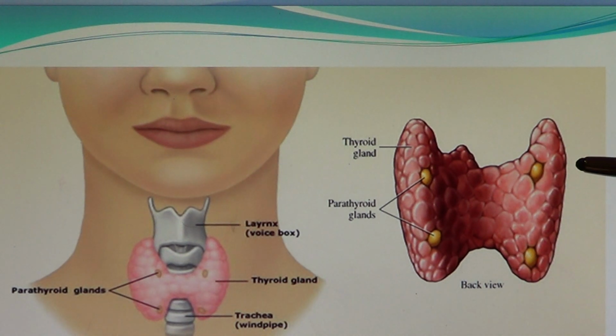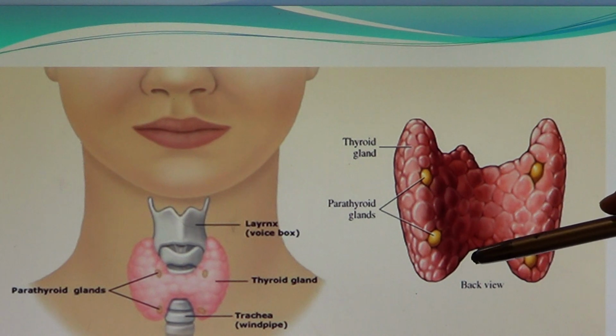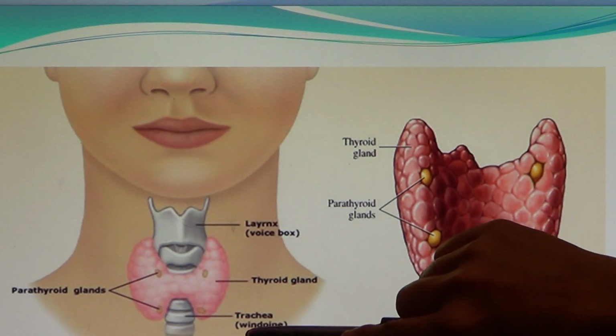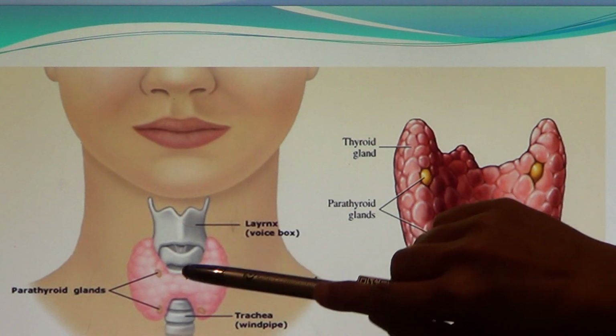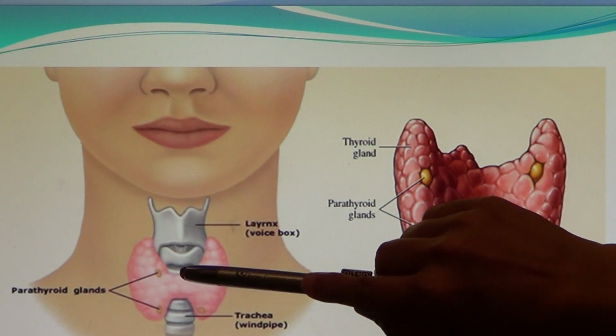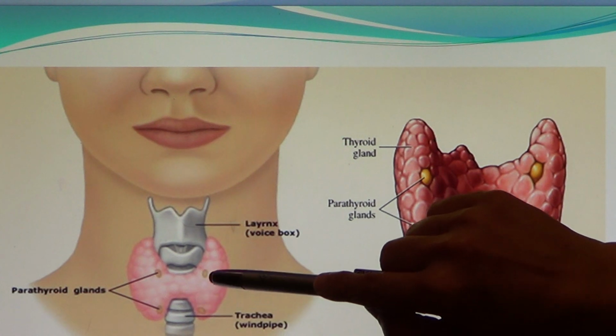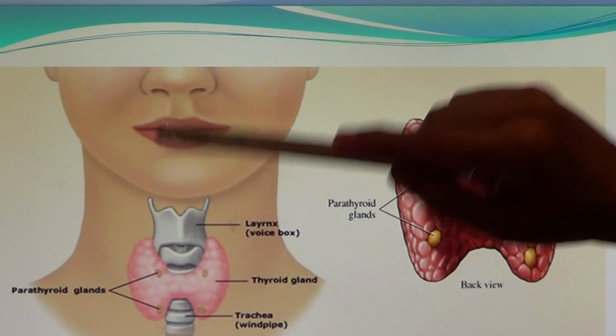In this slide we can see the thyroid gland, which is a butterfly shaped structure. It is placed in front of the trachea, and at the top of the thyroid gland there is the larynx. We can see 4 small yellow parathyroid glands which are placed superiorly and inferiorly.